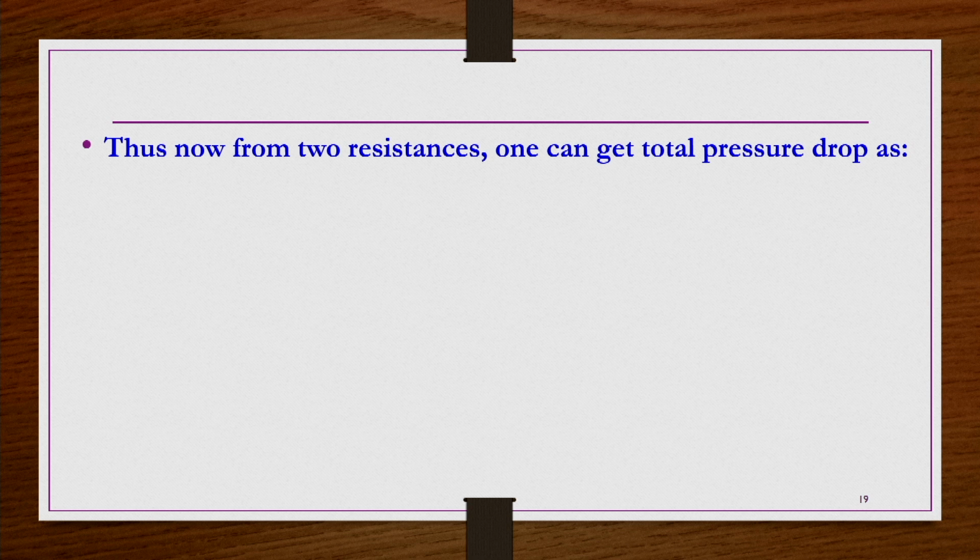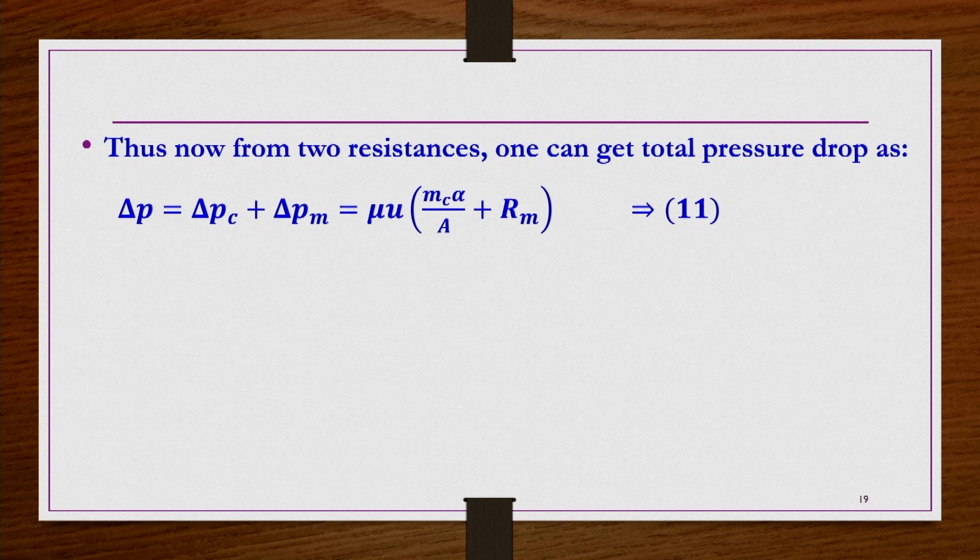Now from the two resistances, one can get the total pressure drop as delta P, which is nothing but delta Pc plus delta Pm. From the alpha definition, delta Pc can be written as mu u mc alpha by A. From the Rm definition, Rm is equal to delta Pm by mu u, so delta Pm you can write as mu u Rm. When you add these two, delta Pc and delta Pm, you get the total pressure drop for the system.